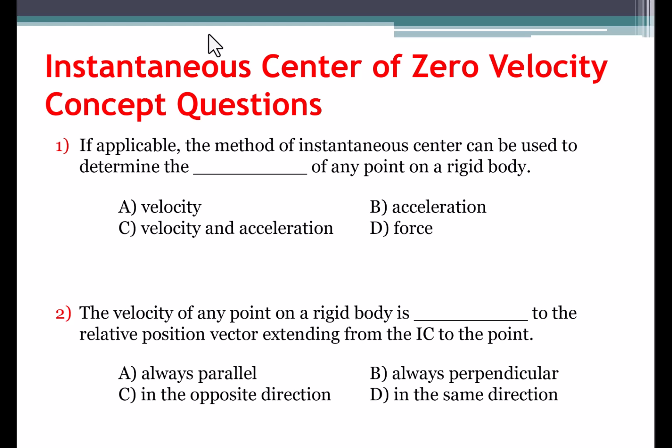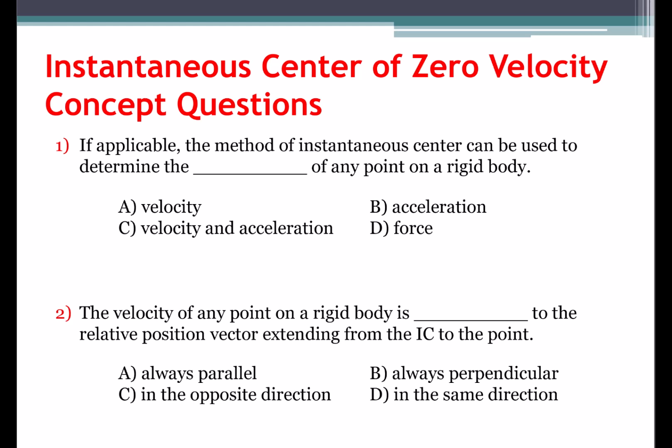Let's look at a couple of concept questions. Number one says, if applicable, the method of instantaneous center of zero velocity can be used to determine the blank of any point on the rigid body. This doesn't need much thinking. Instantaneous center of zero velocity means velocity. So the answer is A. Not acceleration or force or anything else.